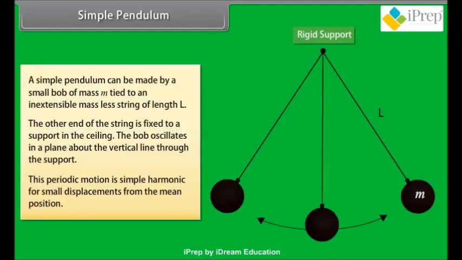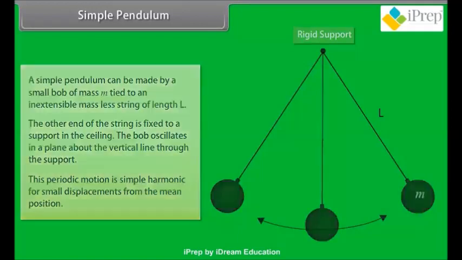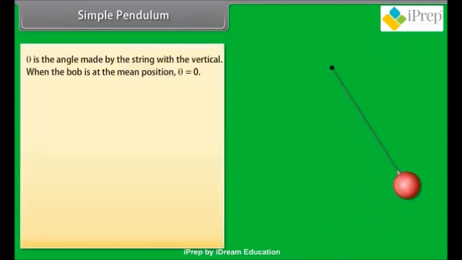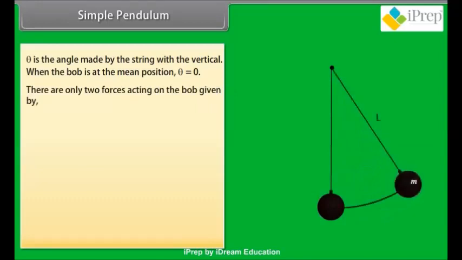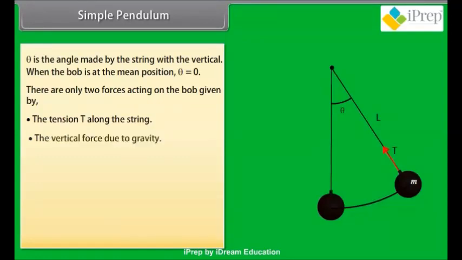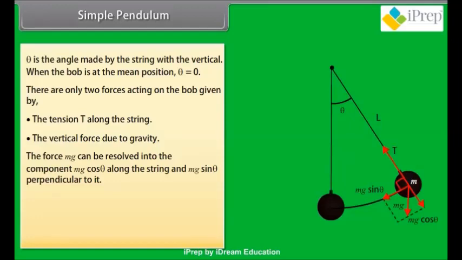This periodic motion is simple harmonic for small displacements from the mean position. Theta is the angle made by the string with the vertical. When the bob is at the mean position, theta is equal to 0. There are only two forces acting on the bob: the tension T along the string and the vertical force due to gravity. The force mg can be resolved into the component mg cos theta along the string and mg sin theta perpendicular to it.